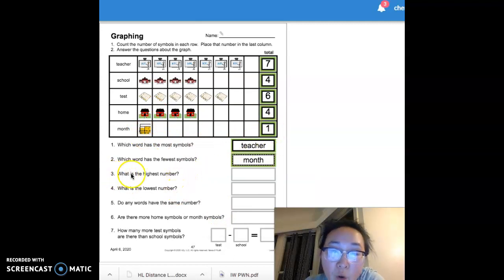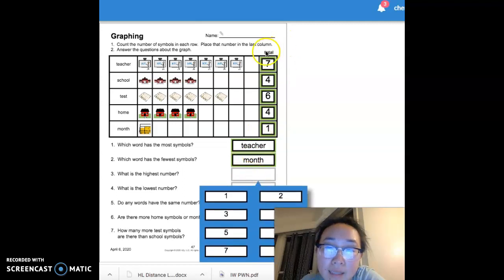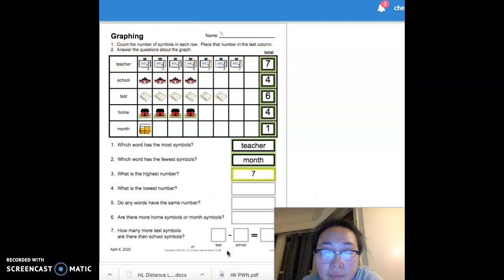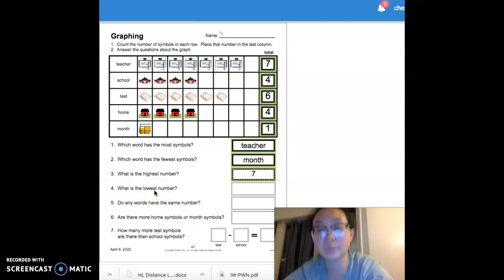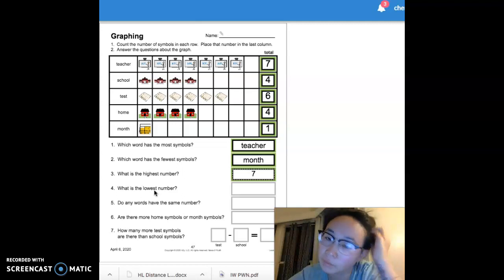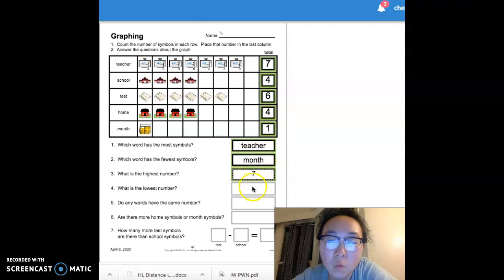Number 3, what is the highest number? The highest. So we're going to look at this column and find the highest number. Our highest number is the teacher, so that's number 7. Number 4 asks, what is the lowest number? The lowest number is number 1.